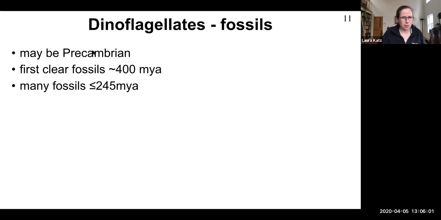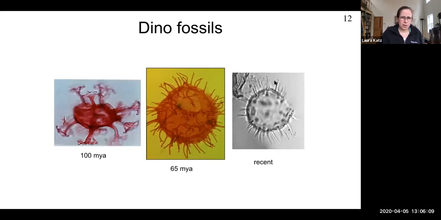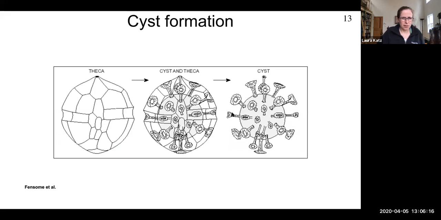This is the cyst story. By 400 million years ago, there are some clear fossils, and lots at about 245 million years and more recent. Here are these cysts. So here's a recent cyst, a 65 million year old, a 100 million year old. And the reason why we know these are cysts of living ones is if you take a living armored thecate dinoflagellate and dry it out, you can see it transition from this form into this form, and you put the conditions right and it goes back.